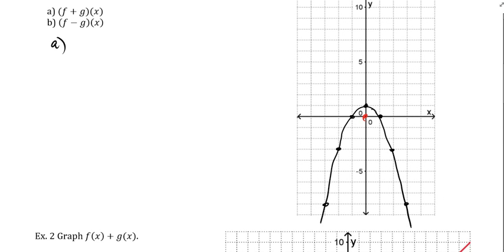Okay, and the next one starts at 0, 4, and 8, and then negative 4 and negative 8. Okay, so there are our graphs.